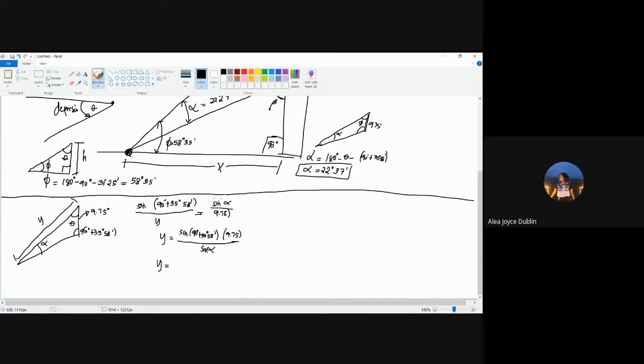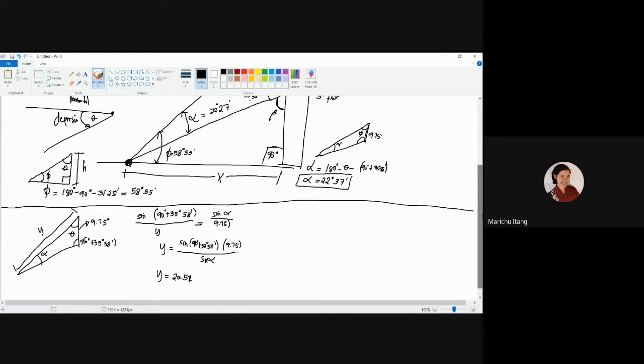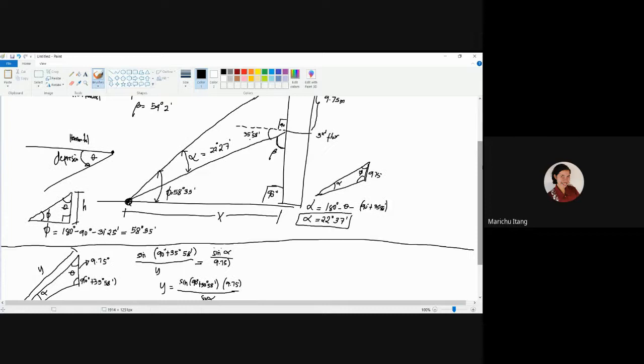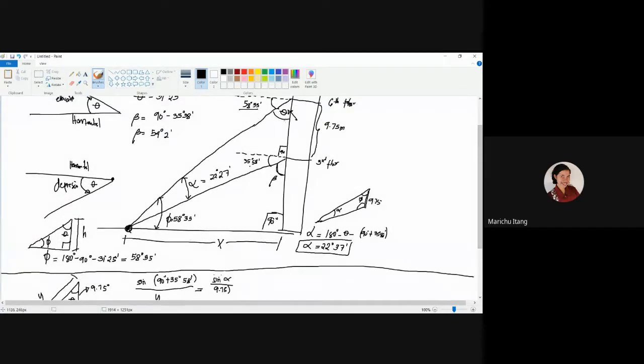20.51, 20.5199. Is that correct? 20.5199, so that is 20.52. Yes, ma'am. So, if we go back to our illustration here at the top, this y here is actually this line.